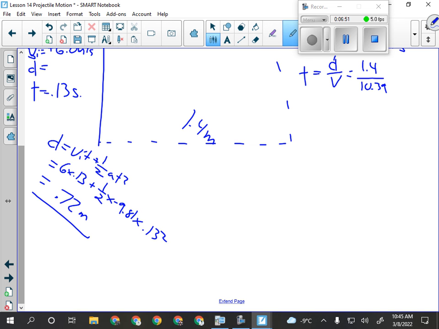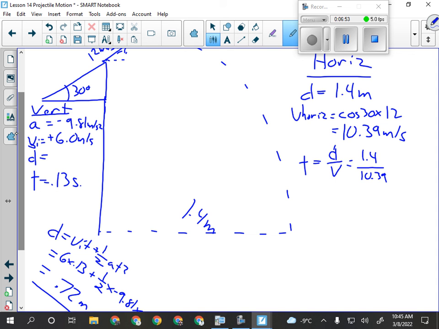All right? Okay, so now you know what one of those looks like. It's not significantly more difficult than what you were doing. You just found time with the horizontal information instead of the vertical.